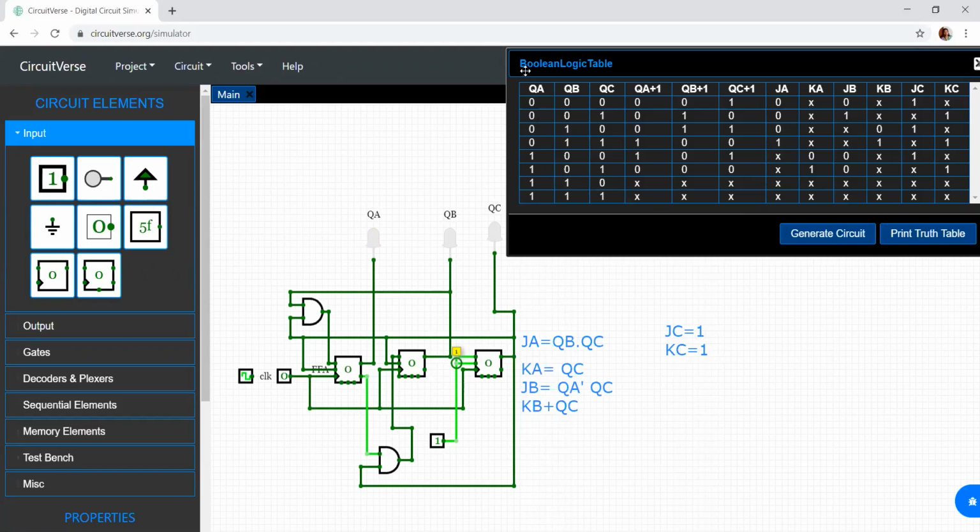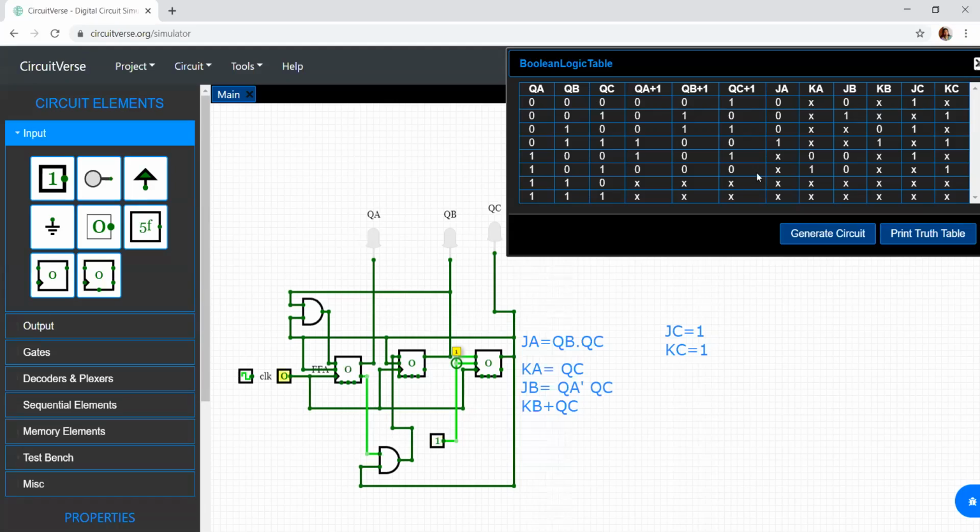So first you have to take QA, QB, QC. Check how many bits are required. Each bit represents one flip-flop. This is a mod 6 counter. Now suppose you have to design a mod 10 counter. Mod 10 means it has to count from 0 to 9. To represent 9, the number of bits required is 4 bits. So we require 4 flip-flops. Here we require only 3 flip-flops.